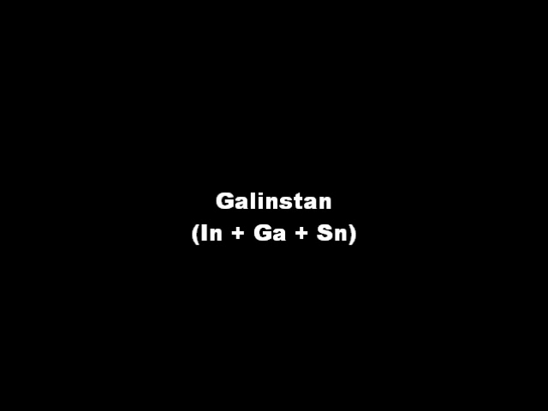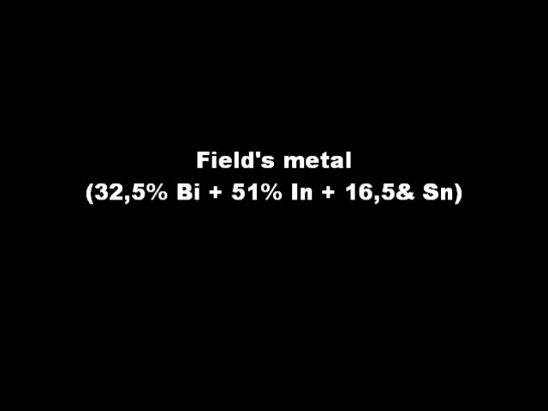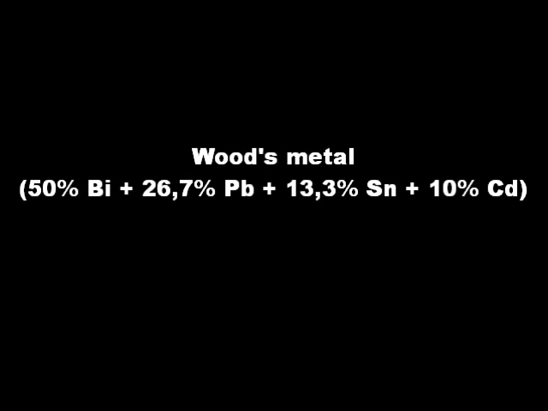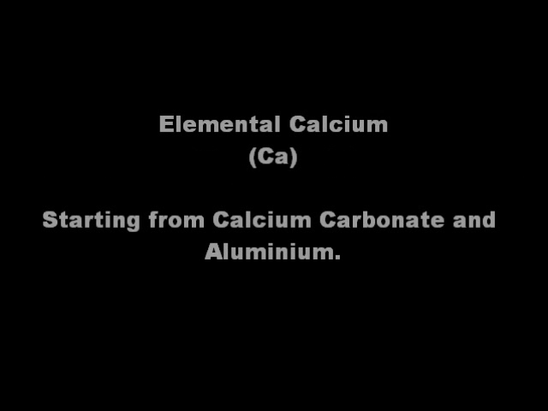I'm also going to demonstrate how to make galinstan, which is an alloy of indium, gallium, and tin, also known as stannous. I'm going to show you the Field's metal, which is an alloy of bismuth, indium, and tin. I'm going to show you the Rose metal, which is an alloy of bismuth, lead, and tin. Wood's metal, which is an alloy of bismuth, lead, tin, and cadmium. I'm also going to show how to synthesize pure calcium from calcium carbonate and aluminum.